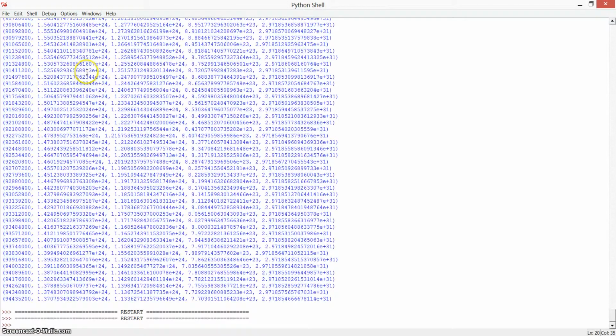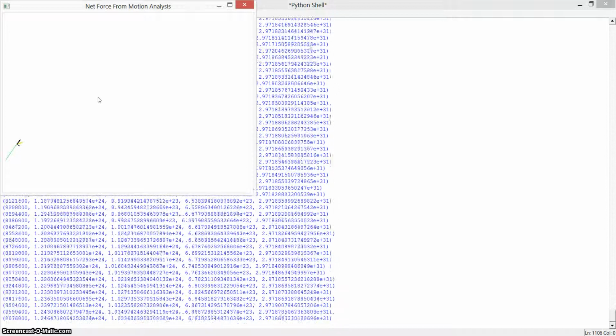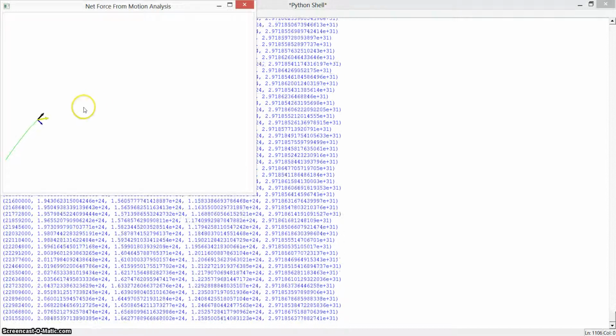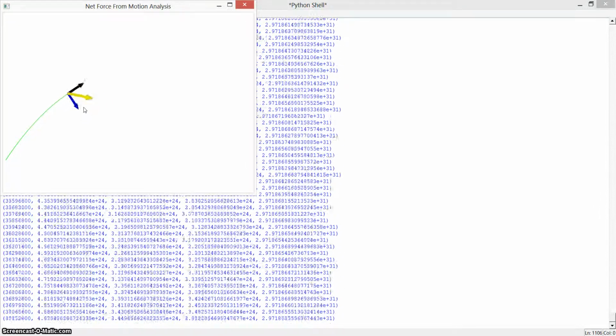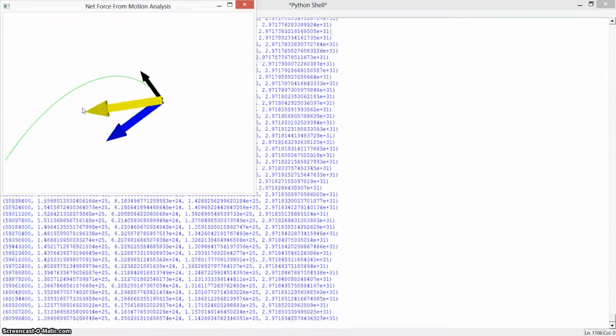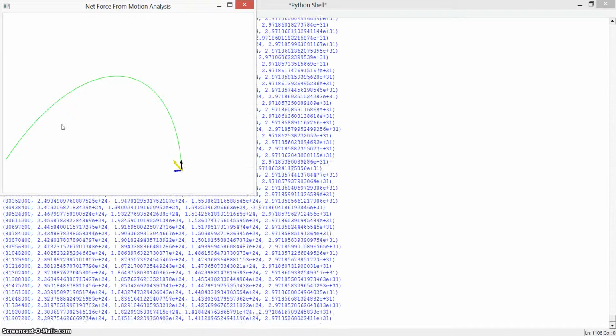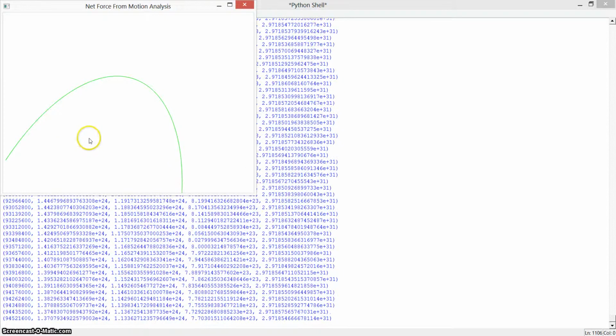I then ran the code to produce a model creating arrows representing the net force and its components. Notice how the parallel component is always in the direction or exactly opposite direction of motion. The perpendicular component is 90 degrees away from the parallel and pointed towards the center of motion, and the net force is both added together.